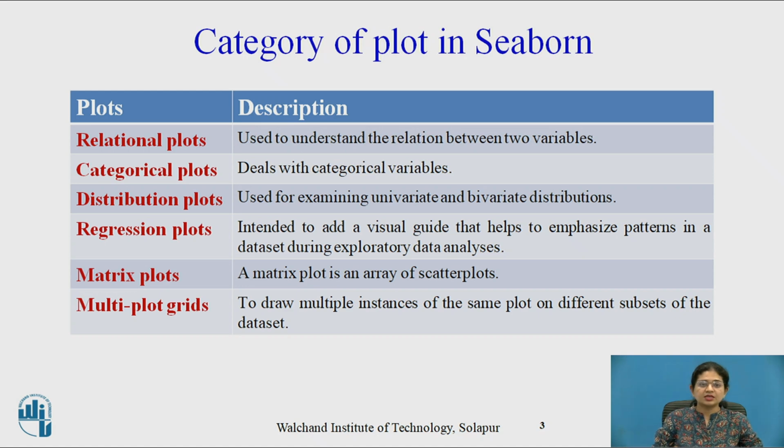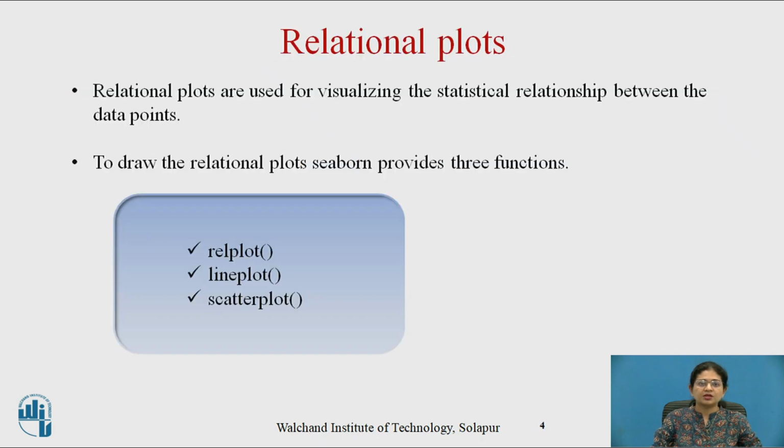Now let's see the first category of plots in Seaborn, that is the relational plot. As I said, relational plots are used for visualizing the statistical relationship between the data points. To draw relational plots, there are three methods. The first one is relplot, another one is lineplot and the third one is scatterplot.